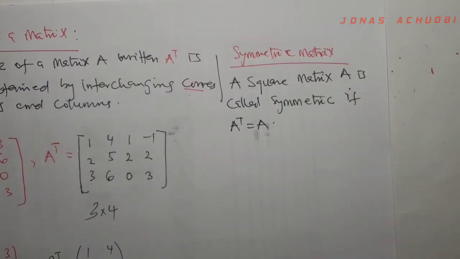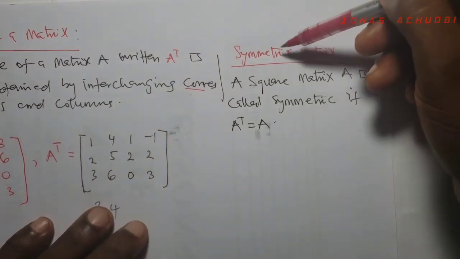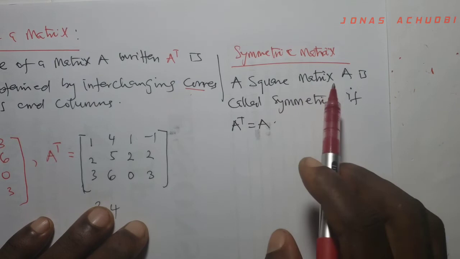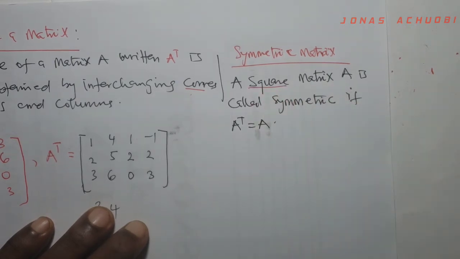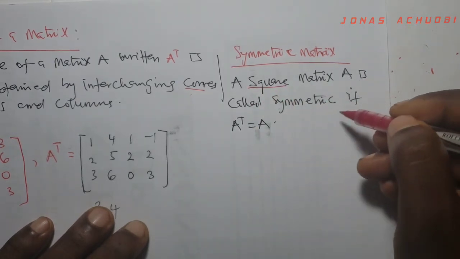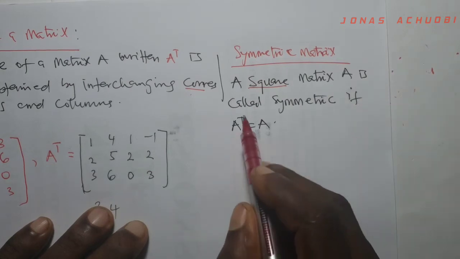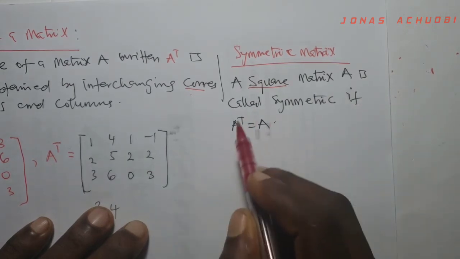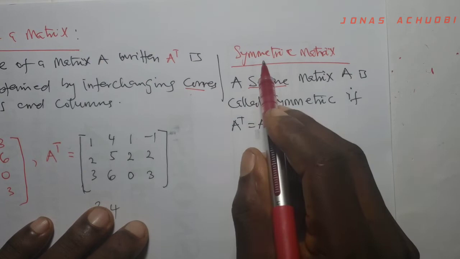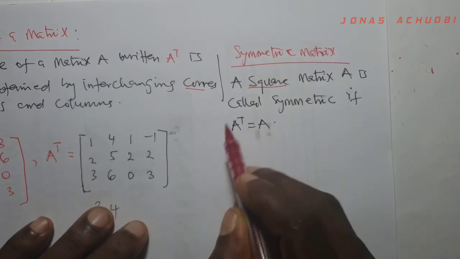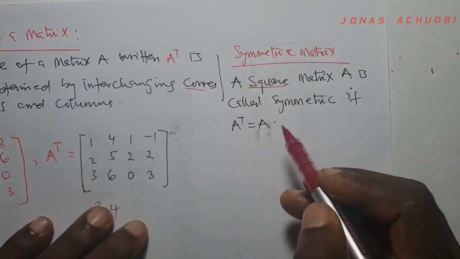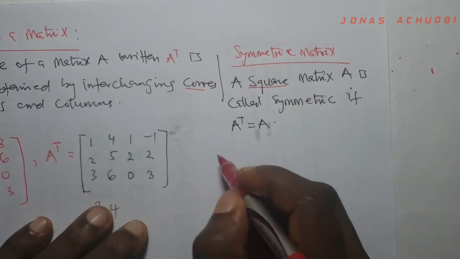Now that we know what the transpose of a matrix is, let us now learn what is called a symmetric matrix. A square matrix A, it has to be square, take note of that, is called symmetric if A transpose is equal to A. So what does this mean? This means that a matrix will be called symmetric if you transpose the matrix and the new matrix is the same as matrix A. Let's see an example.